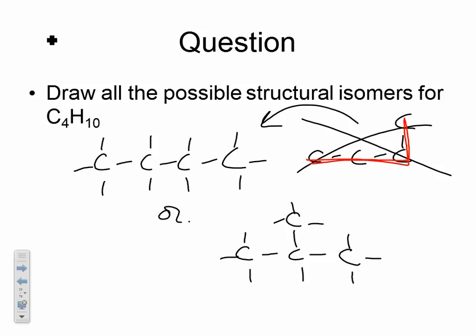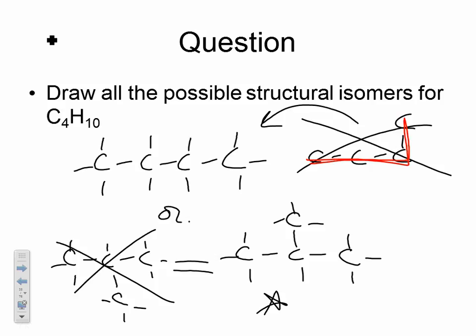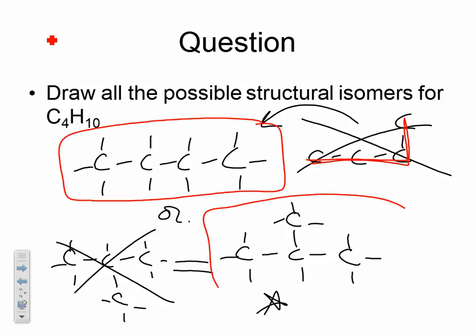Remember, if you were to draw 1, 2, 3, and then the last one coming down, it's exactly the same thing as this one. It doesn't matter what number down, it's actually the exact same compound. So this doesn't count as an additional isomer. You really just have these 2 isomers, and that's it.